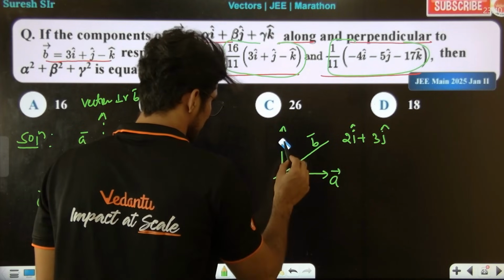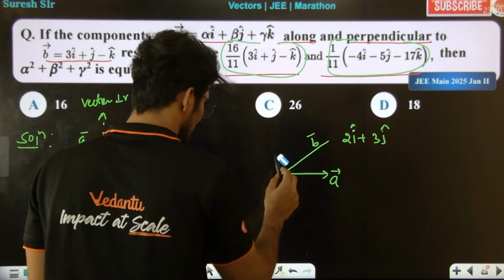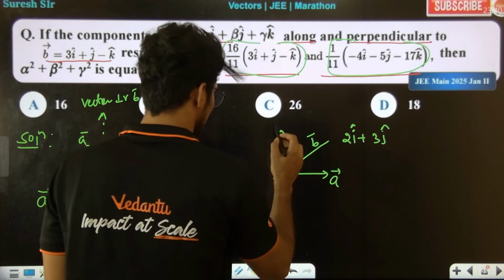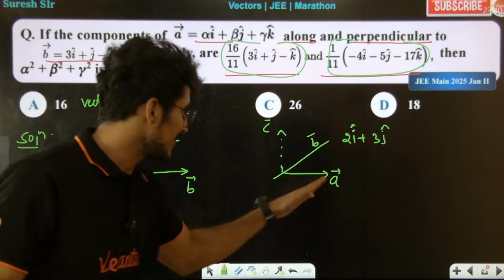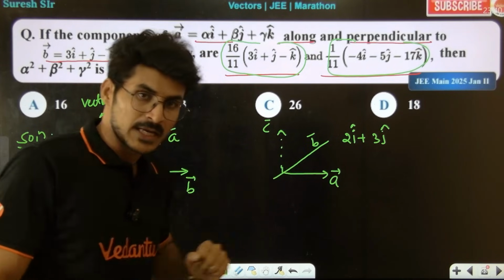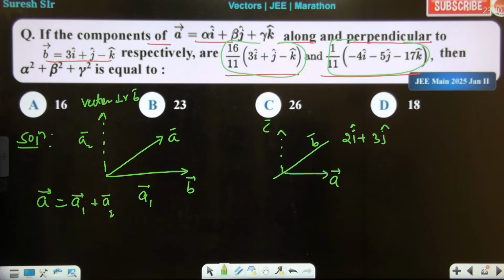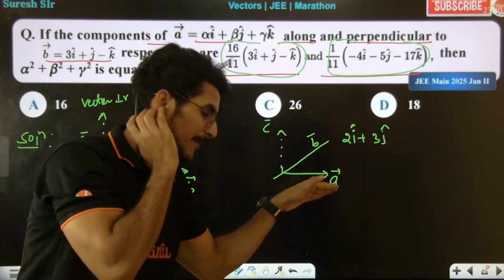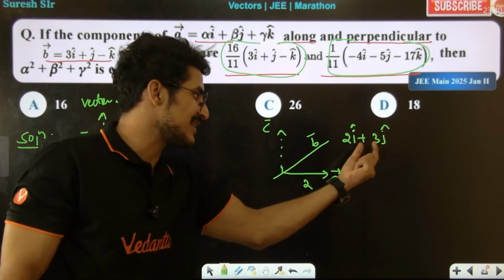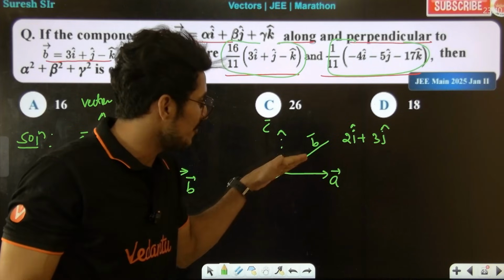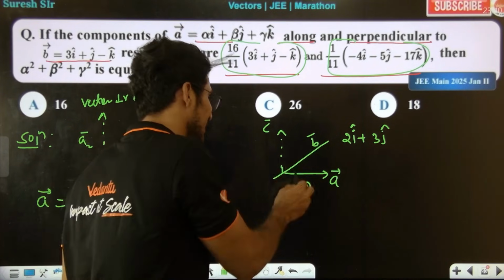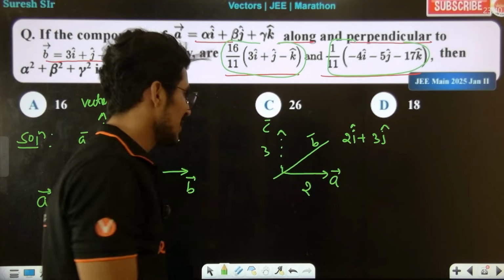Let me take a dotted line here. Let us take this as C vector, no problem. This is A vector, and this C is perpendicular to A, and there is another vector B. Now tell me, the component of B along A is what? Let's say 2i plus 3j means the component of B along A is 2, and the component along C is 3. Are you getting the point?